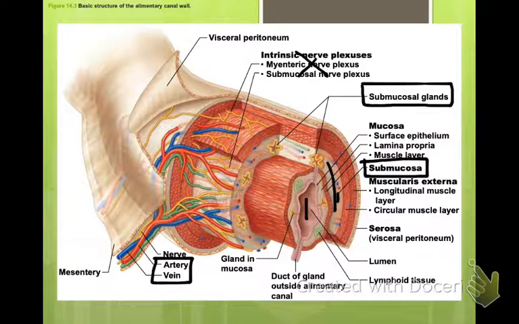So you want to make sure on your labeling worksheet that you have submucosal glands, mucosa, and arteries and veins and nerves. These three you could add there as well. And here they're pointing to a gland in the mucosa, so if you're wondering what some of those lines are, you can label that as well. So that is what you should have labeled from the information I just gave you on the last slide.